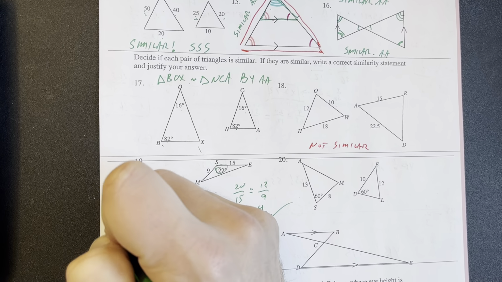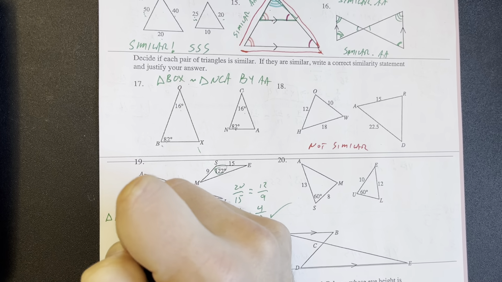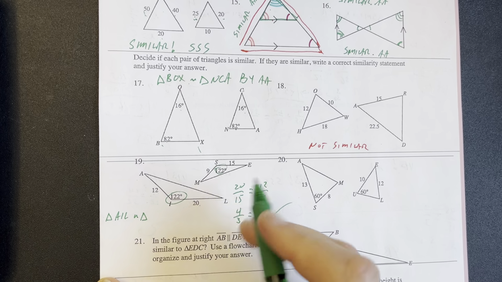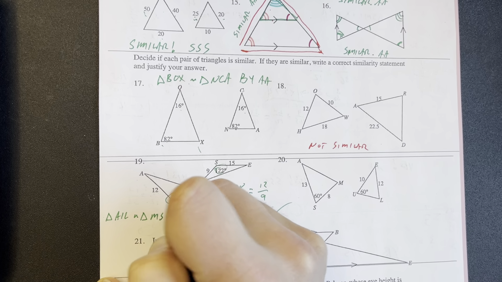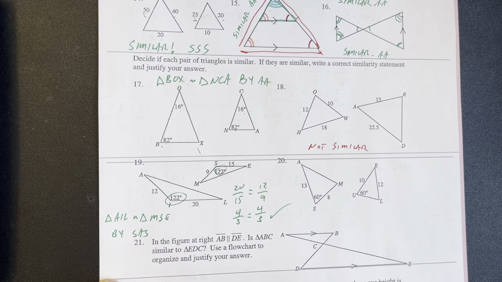So the whole statement, we could say triangle, let's do AIL. AIL is similar to triangle MSE because, or by, SAS, or side angle side.